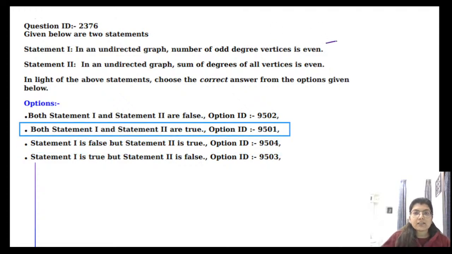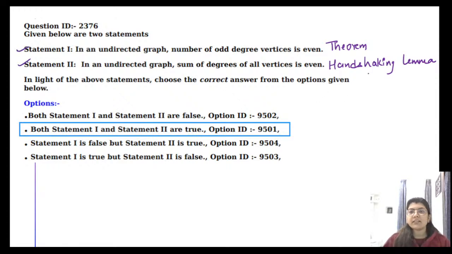I have told you that this is one theorem that you have to study, that in an undirected graph, number of odd degree vertices is even. This is a theorem basically, and statement number 2 is your handshaking lemma. That says that sum of degree of all vertices is even. So both the statements are true. हैंडशेकिंग लेमा आपकी ये है ना, sum of degree of all vertices. So if I have the sum of d(v_i) equal to 2e where i is from 1 to n, n basically is the number of vertices. So this is your handshaking lemma.